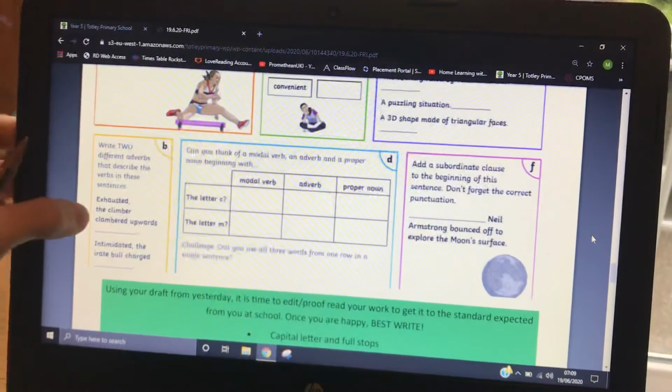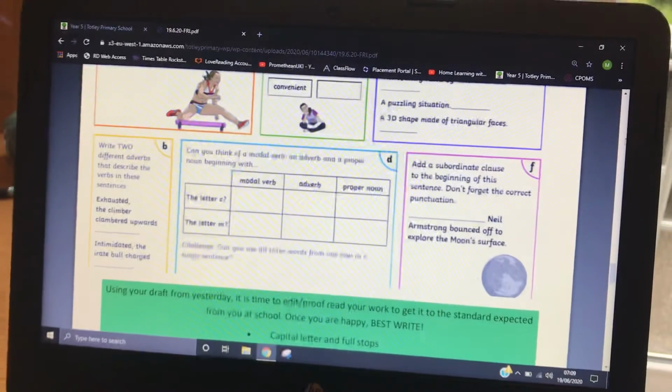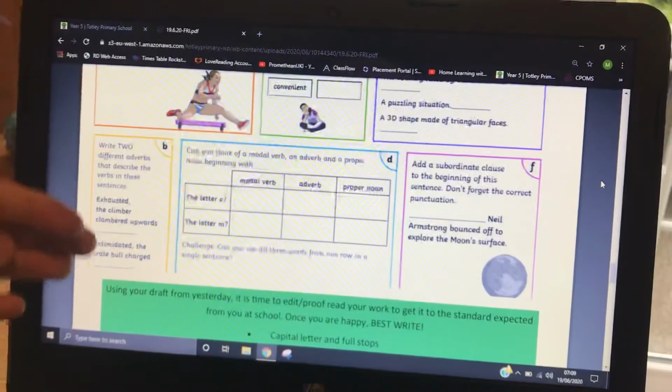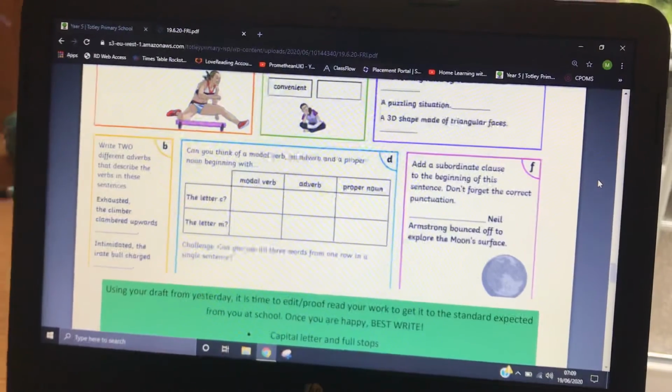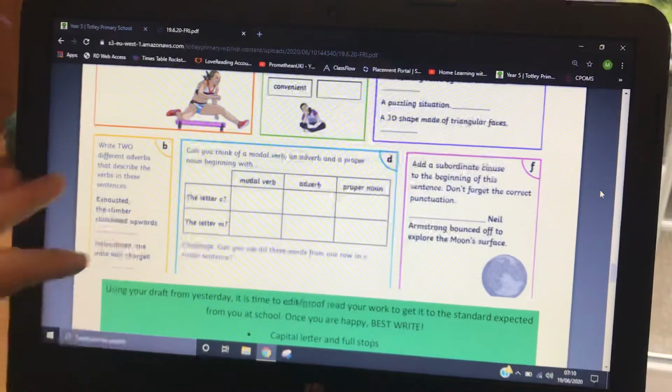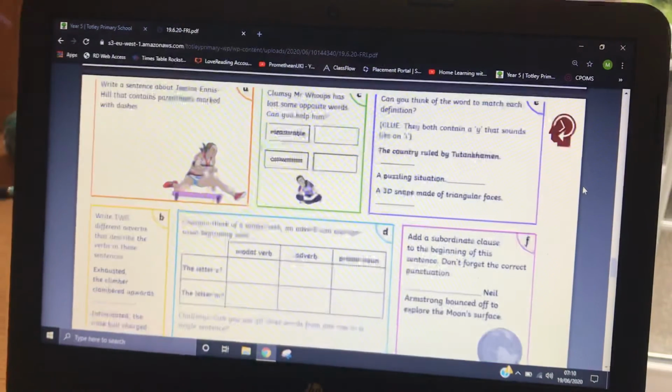That one worked, but I'm not so sure with that first one. Maybe I'm not thinking of the right word. Maybe my brain's not working this morning. But think of two adverbs that describe the verbs. So exhausted, or you could use clambered as well, couldn't it?